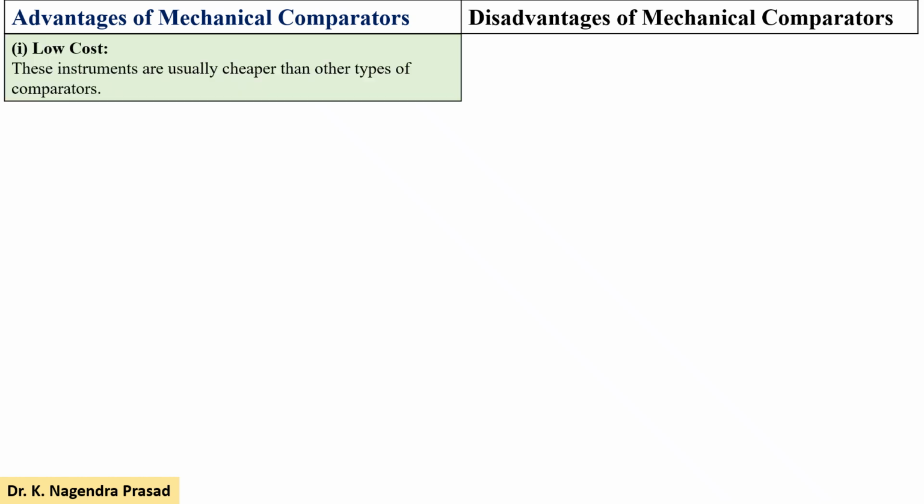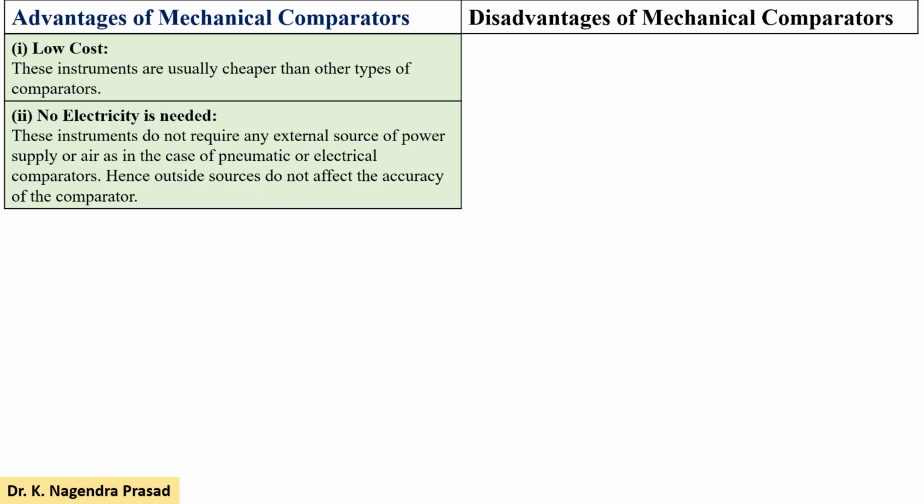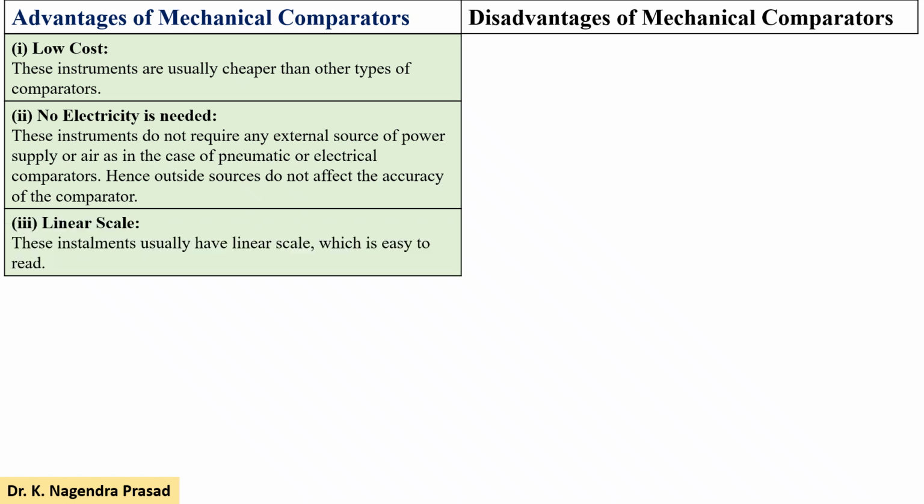First one is the low cost. Mechanical comparators are usually cheaper than other types of comparators. Next one is that no electricity is needed. Mechanical comparators do not require any external source of power supply or air, as in the case of pneumatic or electrical comparators. Hence, outside sources do not affect the accuracy of the comparator.